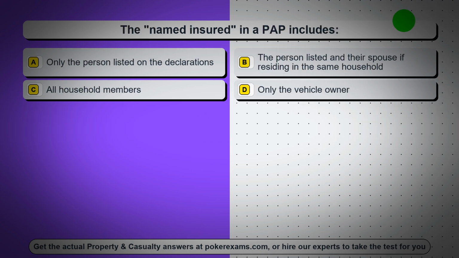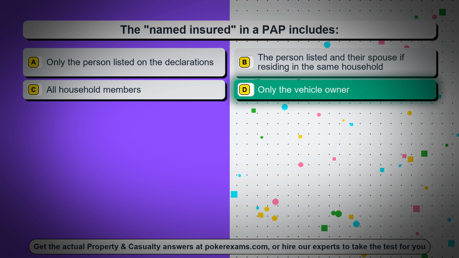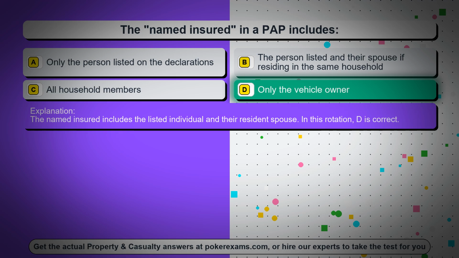Question 98. The named insured in a PAP includes option A. Only the person listed on the declarations. Option B. The person listed and their spouse if residing in the same household. Option C. All household members. Option D. Only the vehicle owner. The correct answer is option D. Only the vehicle owner. The named insured includes the listed individual and their resident spouse. In this rotation, D is correct.